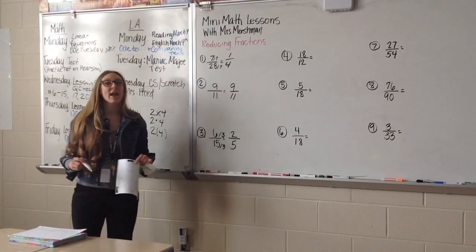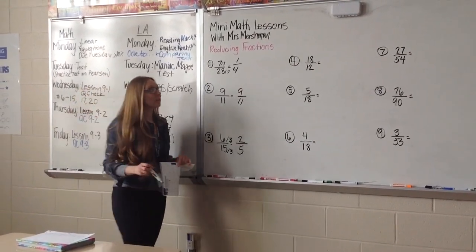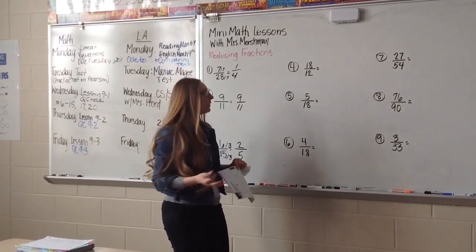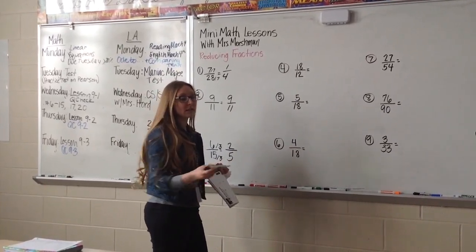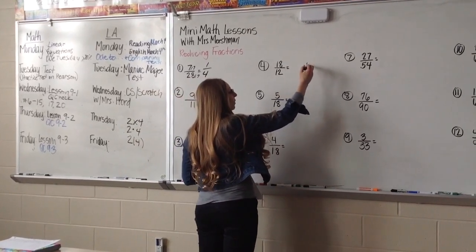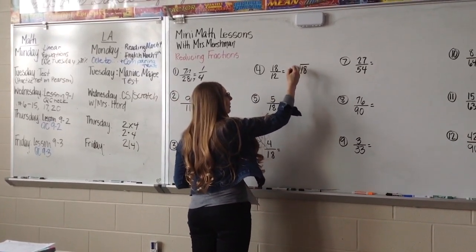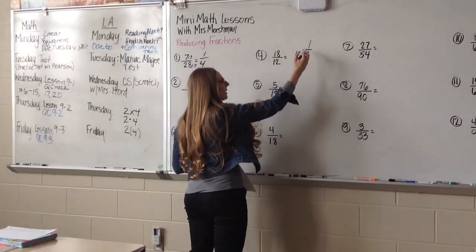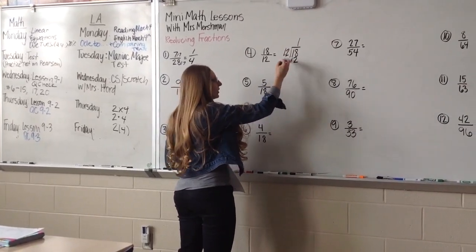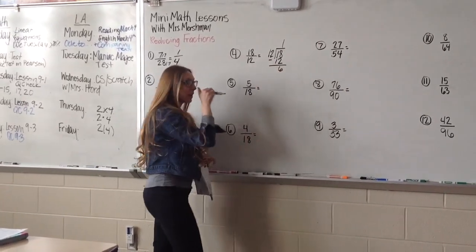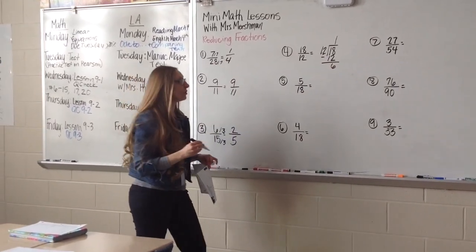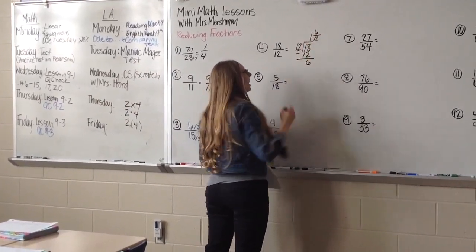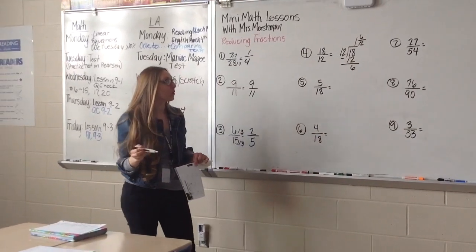On number 4, I have 18/12. 18/12 is actually an improper fraction because 18 is on top and it's bigger than 12. So what I'm going to do first is take the top number, 18, and divide it by the bottom number, 12. 12 goes into 18 one time. 12 times 1 is 12. I subtract, and I get 6 left over. Here's the part where I need to reduce. 6 ends up being my numerator, 12 is my denominator, and I get 1 and 6/12.